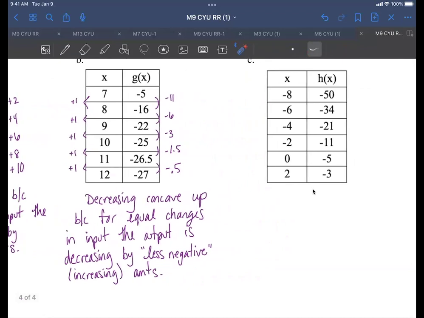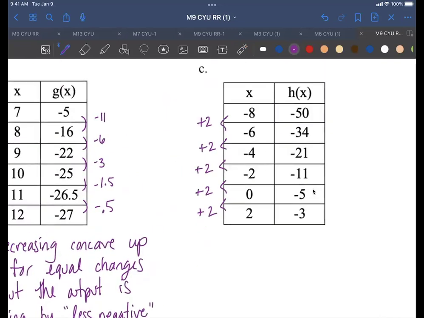All right, next one. Good news. They're equally spaced. This time it's by 2, but that's okay because as long as they're equally spaced, I can still just focus on what the output values are doing. If these were not equally spaced, I'd have to do my full-blown change of output divided by change of input because that denominator is different every time. But it's not different every time. So because of that, I can just focus on what's happening over here.